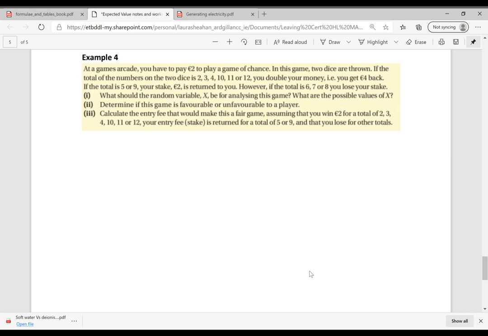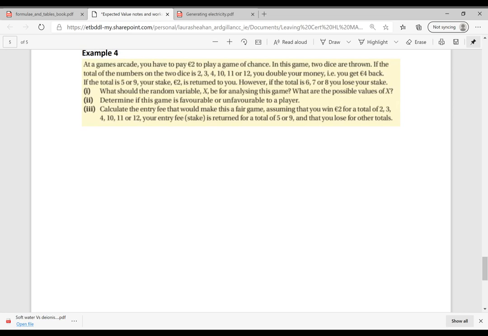Okay, so last example here on expected value, and with an example question. At a games arcade, you have to pay €2. So remember, what you have to pay is important to play a game of chance.